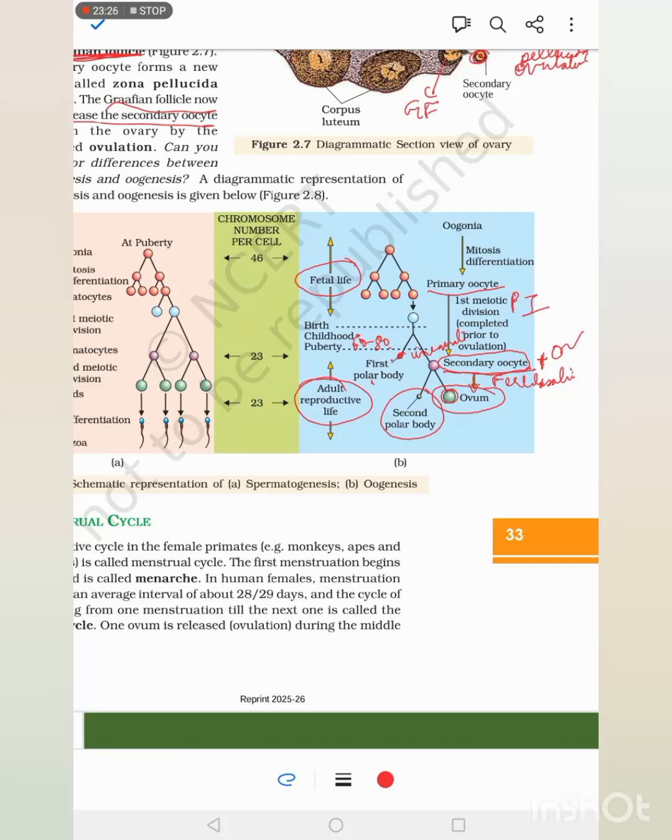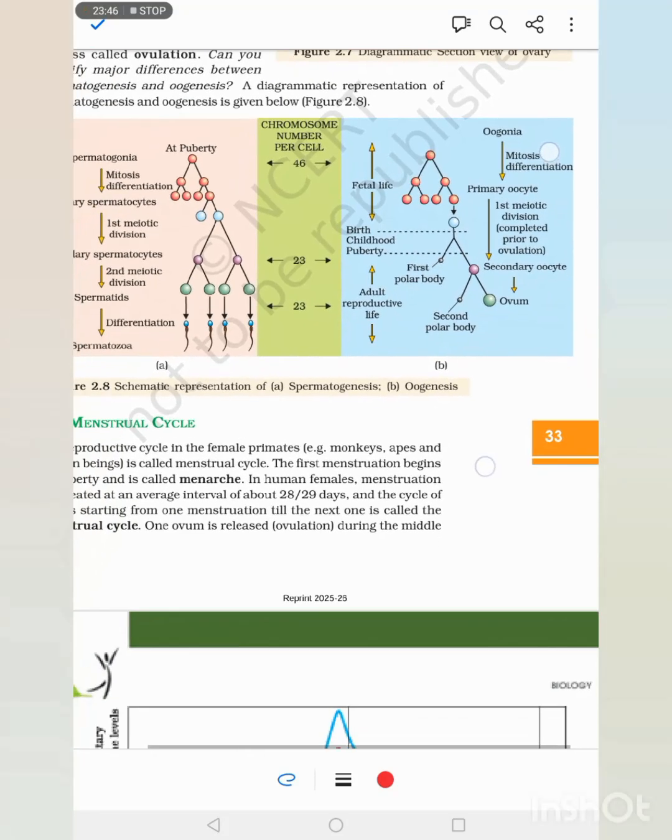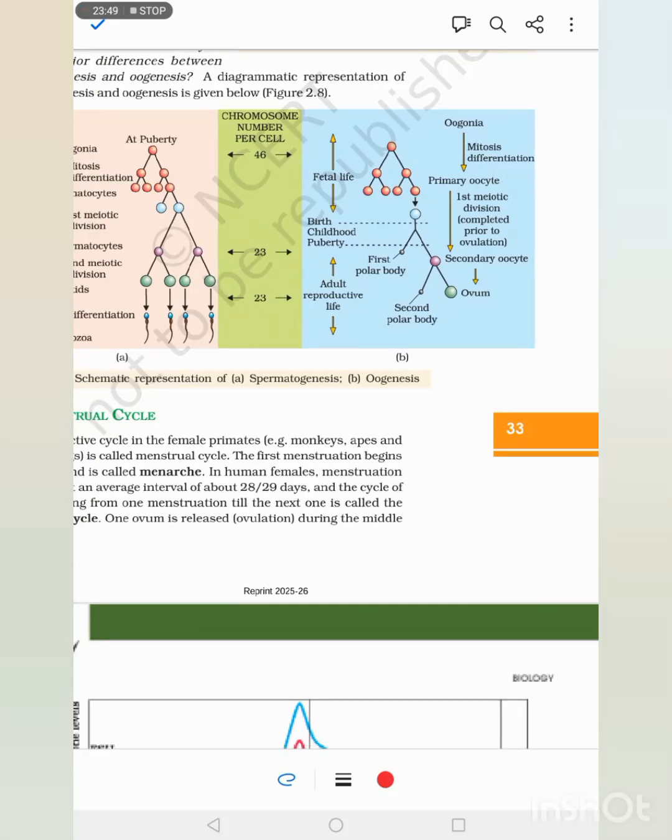The secondary oocyte is arrested at metaphase 2 of meiosis 2. It will complete meiosis 2 only after fertilization and form the ovum. This is a very commonly asked question: the primary oocyte is arrested at prophase 1, and the secondary oocyte is arrested at metaphase 2 of meiosis. And the ovum is only formed after fertilization.